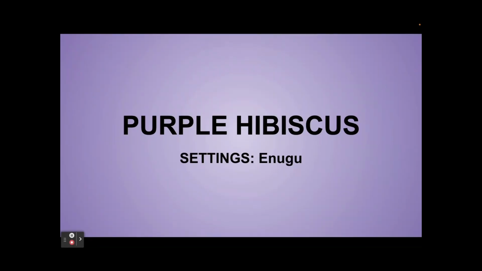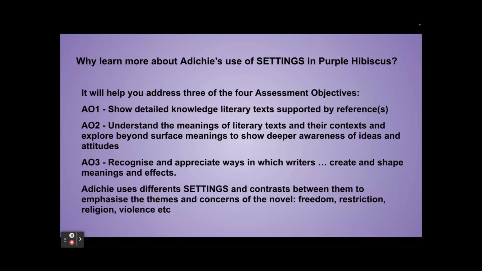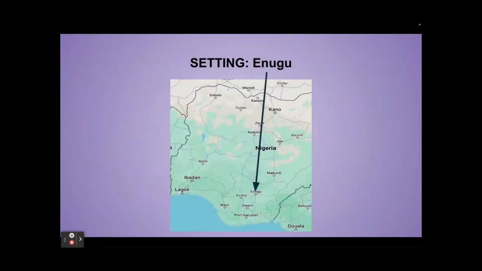Today I want us to look at the setting of Enugu in Purple Hibiscus, how and why Adichie uses it. It's going to help you with your knowledge and understanding of the novel and the techniques that Adichie uses, how and why she does so. As you can see here, it addresses a number of these different assessment objectives: knowledge, understanding, deeper awareness, and an appreciation of how Adichie creates meanings and the effects on us as a reader.